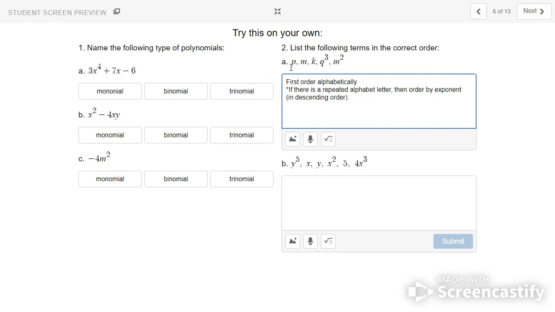So let's look at our example here. We have the variables p, m, k, q cubed, and m squared. So first of all, we would have k. The next letter would be m, but we have two m's here. So we have a repeated alphabet letter. We order it now by the exponents. We're going to go from m squared, then m. Now we can go back to our alphabet, the letter p, and then q cubed.